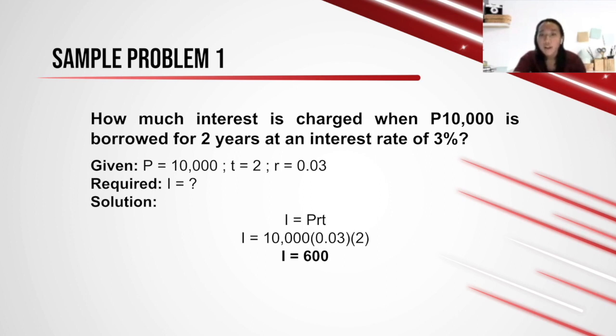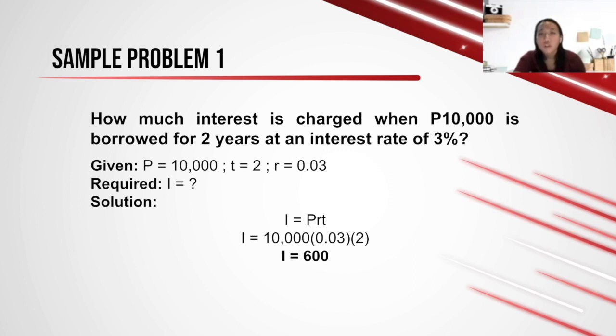Next, we have to identify what is being asked in the problem. For this problem, it is looking for the interest, so I = ?. Next, we have to show our solution by writing down the formula first. As mentioned, to get the interest, the formula is I = PRT. Then we have to input the given values into the equation, so 10,000 times 0.03 times 2, which gives us an interest of 600. The final answer is the interest charged is 600 pesos.